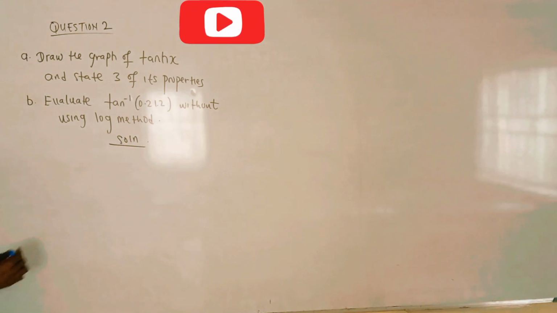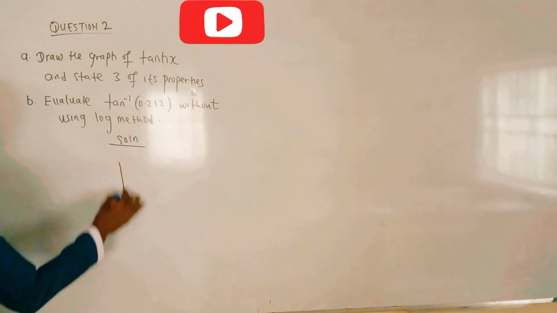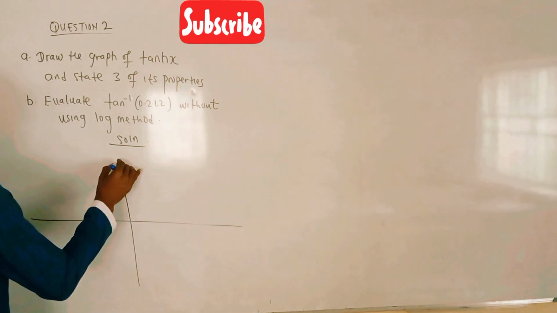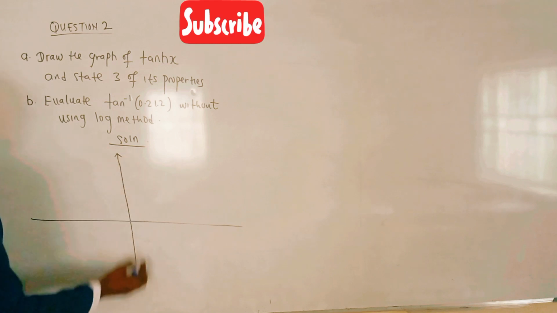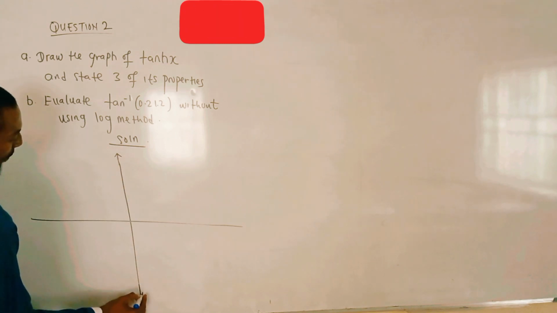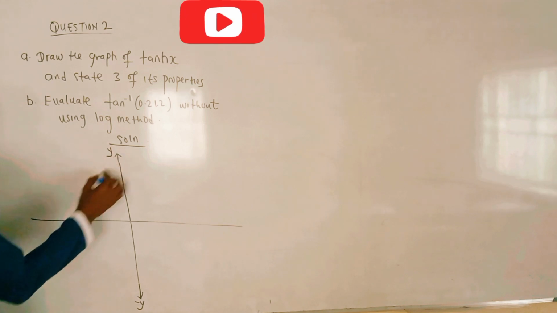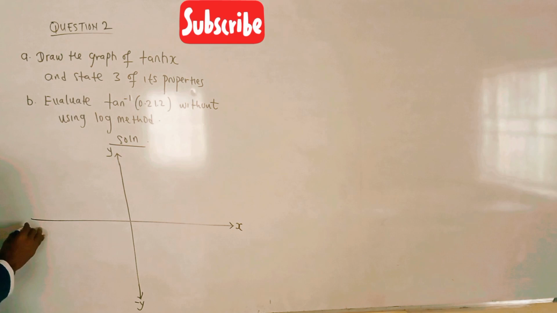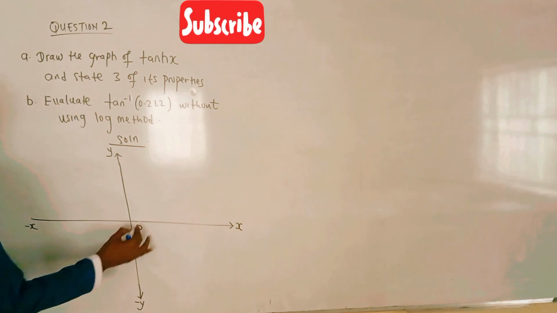The graph of tanh x goes this way. We have formed the graph of tanh x. We have the y-axis here. We have the negative y-axis here. We have the positive y-axis here. We have the x-axis here. And that's the negative x-axis, and we have the origin.